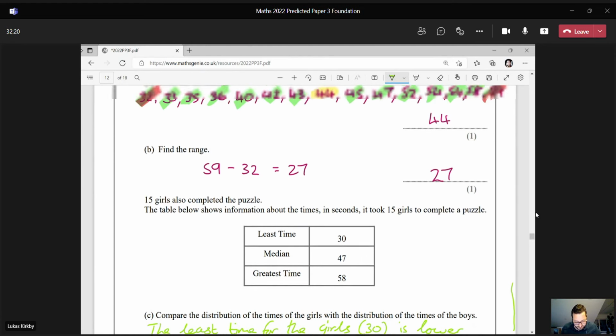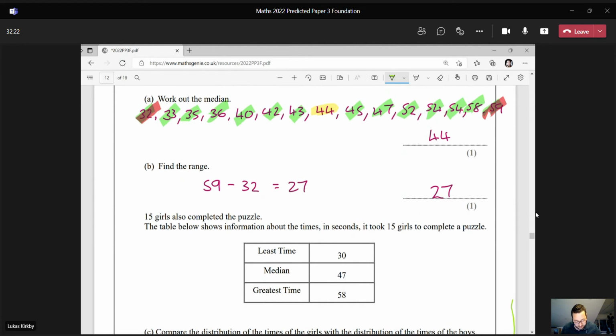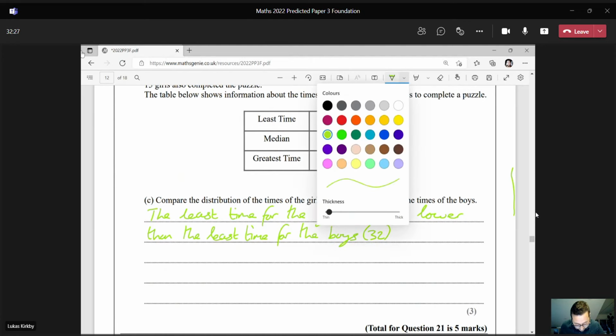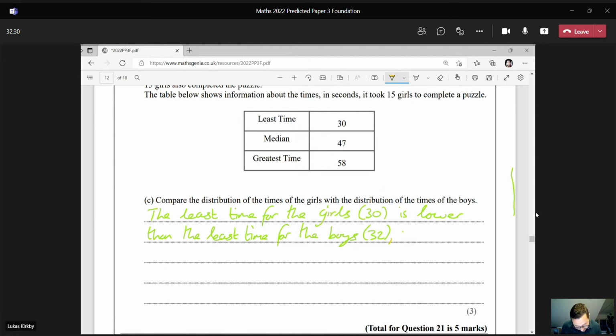Now the greatest time is 58, but it's 59 for the boys. Okay, so let's also write that down. And the greatest time for the girls, 58, is lower than the greatest time for the boys, which is 59.